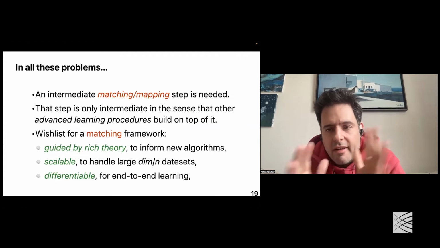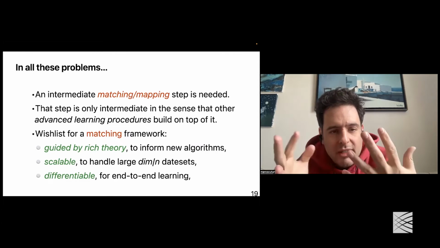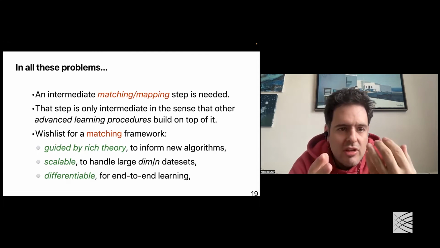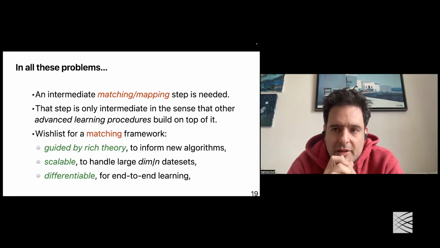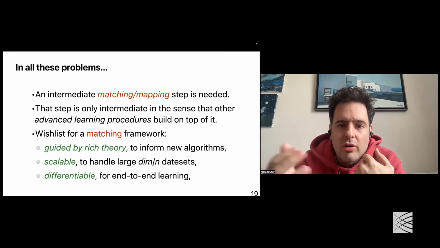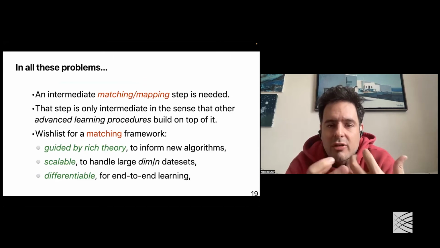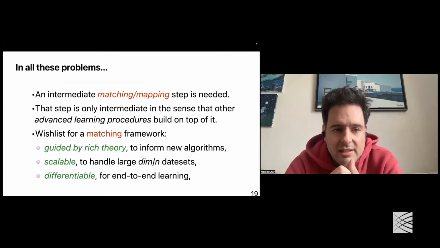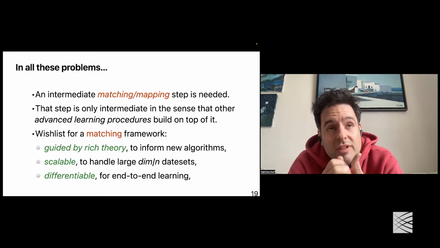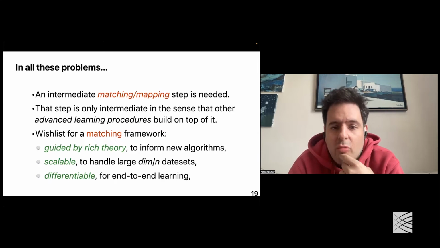So in all of the problems that I just covered, from my perspective, what I see is an intermediate matching or mapping step. Typically the matching can be, but is not always, the end goal. Maybe the matching is just there to help you disambiguate things, and you want to do something next. And I really want to insist that, to me, this step is more like an intermediate step, in the sense that more advanced learning procedures will build on top of it.